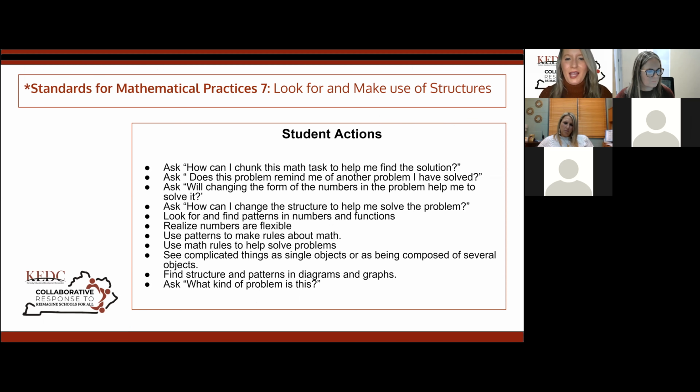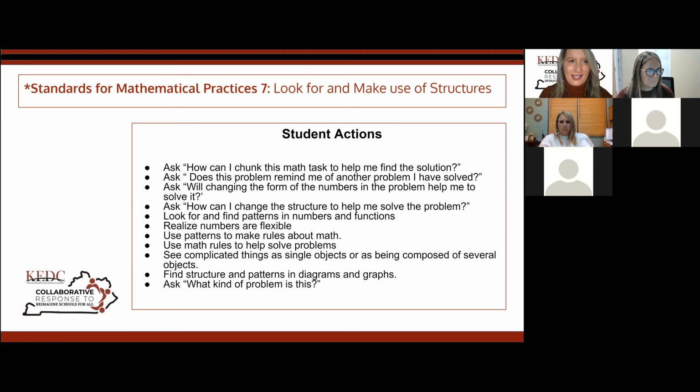I think that I would like to hear my students talking about, what kind of problem is this? And that way they're recalling, what have I done in the past? How can I connect this to what I've done in the past that will help me solve this problem? I think it's important. For sake of time, I'm going to move on.